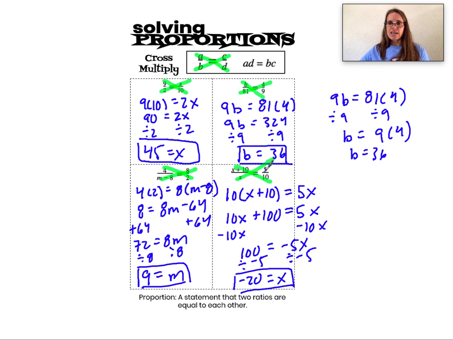Since the right-hand side is 5/10 or 1/2, I'm hoping that's what I get when I plug in -20 for x. So -20 plus 10 is -10. -10 over -20 is 1/2. So I am correct.